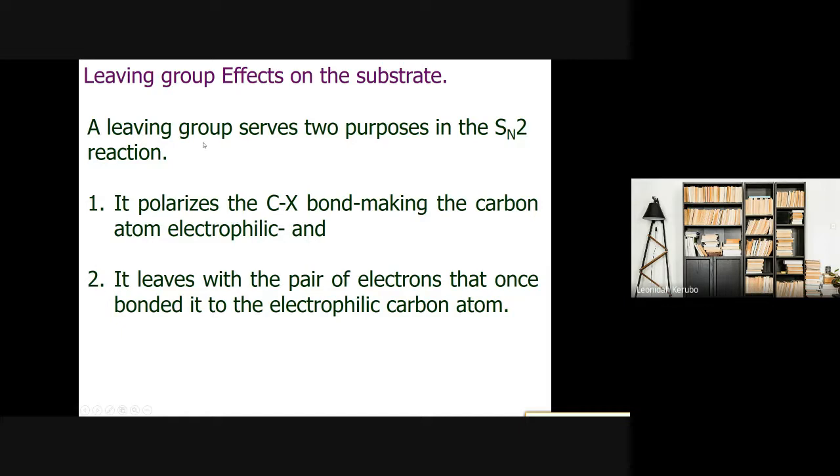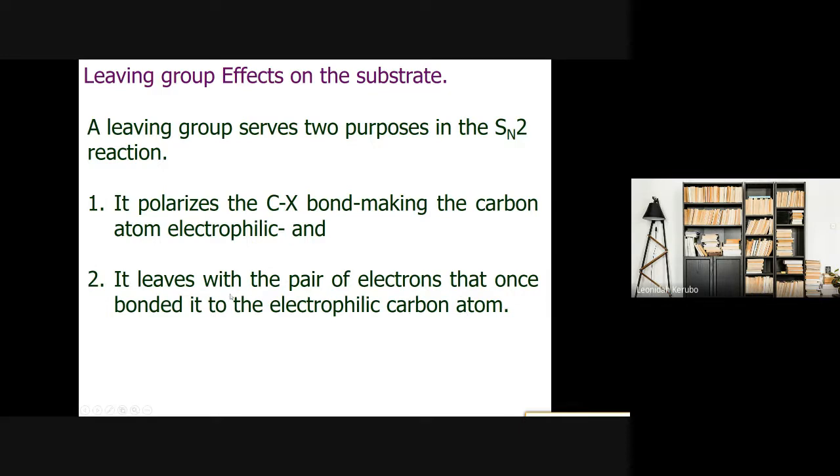So a leaving group serves two purposes in the SN2 reaction. You also need a good leaving group, and it serves two purposes. It polarizes the carbon-halogen bond, making the carbon atom electrophilic. That one we've already indicated in the earlier sentence. It leaves with the pair of electrons that once bonded it to the electrophilic carbon atom.